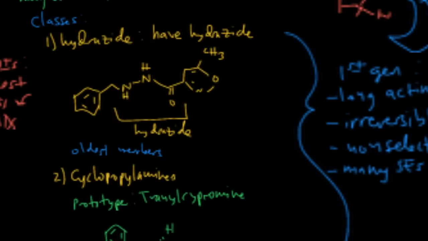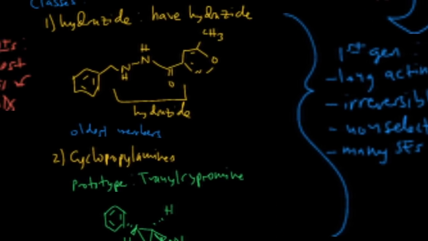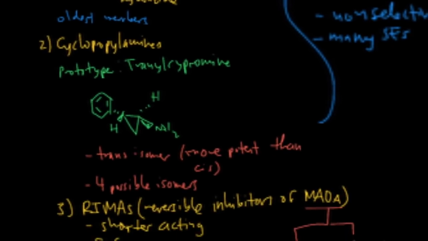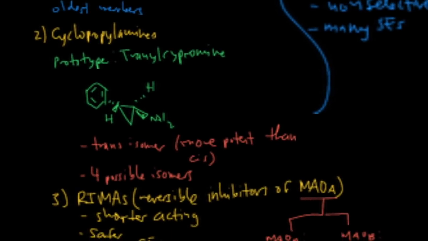Your cyclopropylamines, that's not a prototype, by the way, but in case he asks you what a hydrazide is, you know what a hydrazide looks like. Your cyclopropylamines, this is a prototype, so you actually have to know this one. The prototype is tranylcypromine, shown below. It's your trans isomer, so it's called tranylcypromine, because tran refers to your trans isomer, which is more potent than the cis isomer. And there are four possible isomers for this.